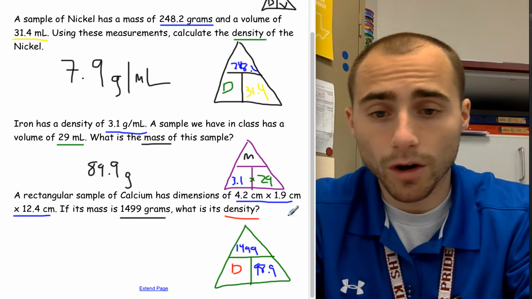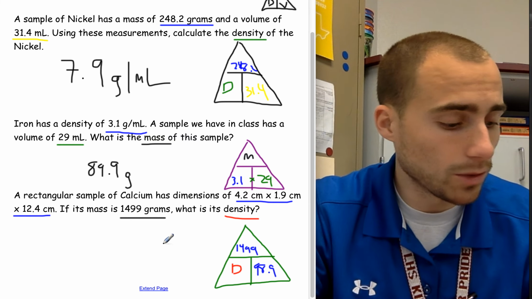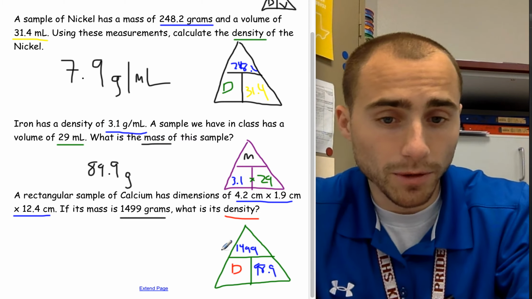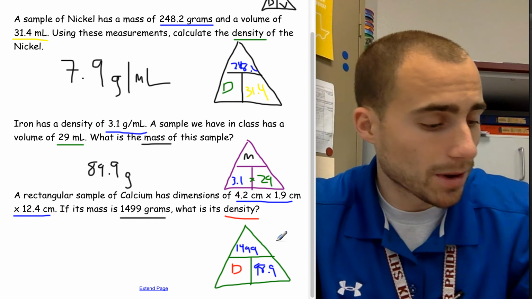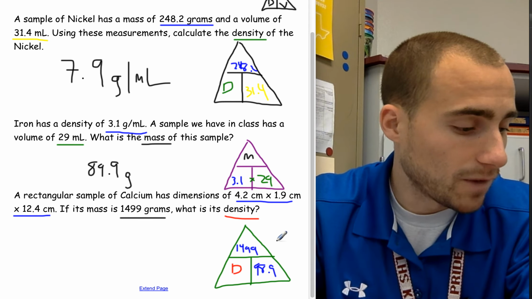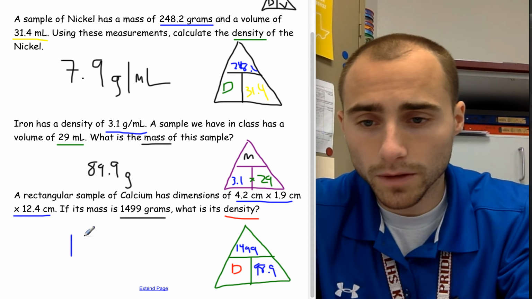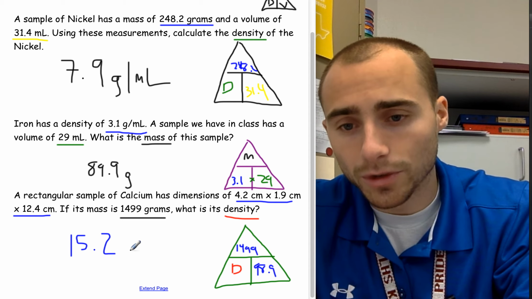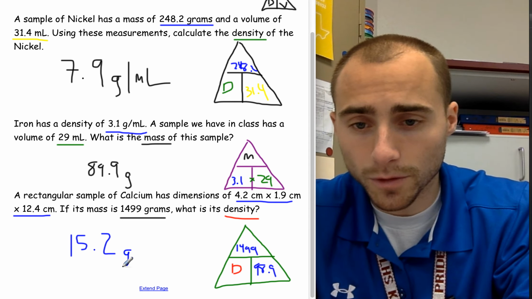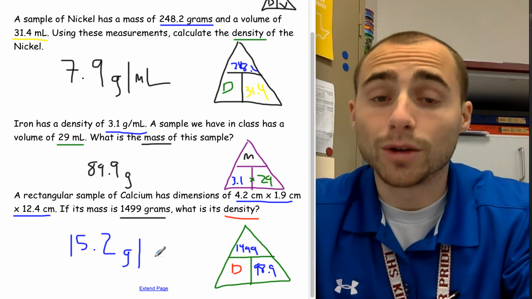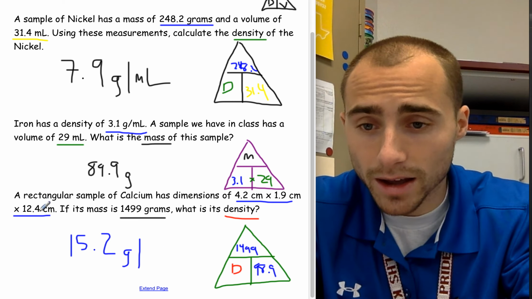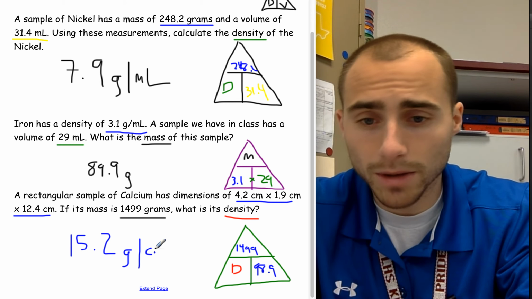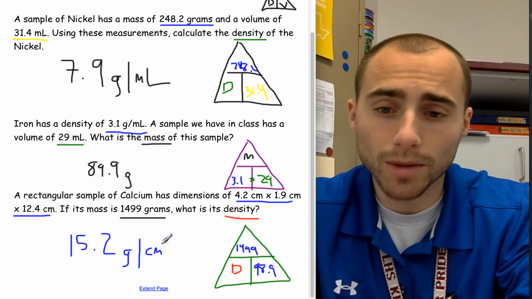So now that we have all of these put in here, all you needed to do was 1499 divided by 98.9, because remember, if they're vertical from each other, you do top number divided by bottom number. You end up with 15.2. 15.2 is your answer in density. Now we'll see if you got the units right. It would be grams for the mass per. Now usually it'd be grams per milliliter, but because we had centimeters cubed this time around, it's going to be grams per centimeter cubed. So if you didn't get that right, go back and correct it.